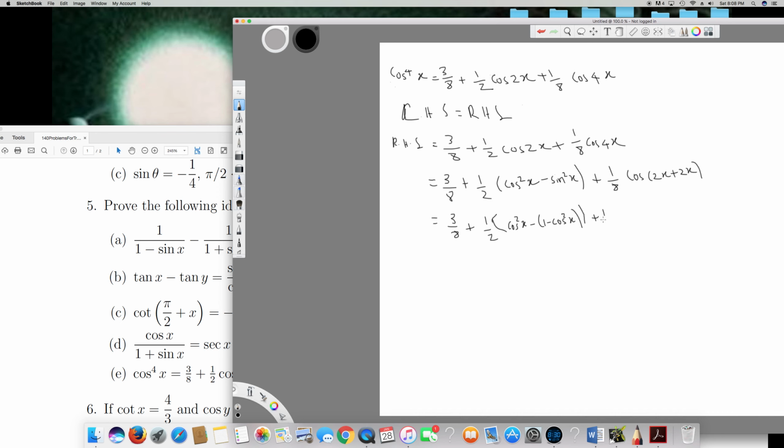Plus 1 over 8. As we know already, cos of x plus y we write as cos x cos y minus sin x sin y. Same thing here. We are going to expand this cos of 2x plus 2x as cos 2x cos 2x minus sin 2x times sin 2x. Same process goes here.